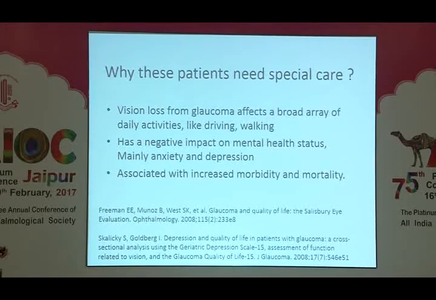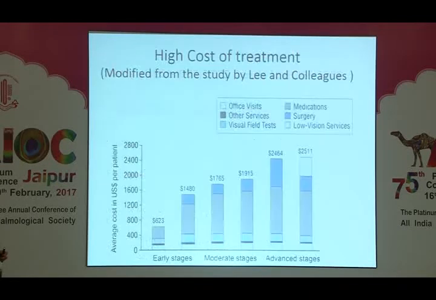So why do these patients need more care? Because they're left with so little in their lives that whatever they have is extremely important. So more than physical, that they keep falling, that they can't drive, they can't read properly, they have a very negative impact on the mental health. They are very, very depressed people. So therefore, their morbidity and mortality, not only because of glaucoma, but even from other diseases is a lot more. So this group, we need to be really careful.